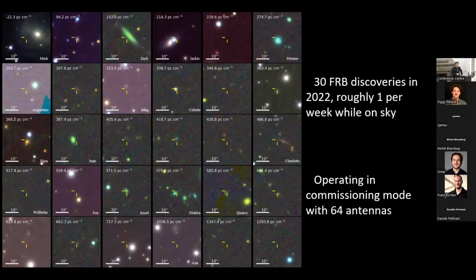Okay, so in the first year of commissioning in 2022, we found 30 FRBs localized to arcsecond precision. So we more than doubled the total sample of localized fast radio bursts in our first year. Here you can see little snapshots of images from, I think, I-band Pan-STARRS. They're organized from lowest extragalactic dispersion measure in the top left to highest extragalactic DM. If you squint, you'll see the top left has a negative extragalactic DM, and I'll talk about that in a second. And again, this is operating in half-sensitivity commissioning mode.